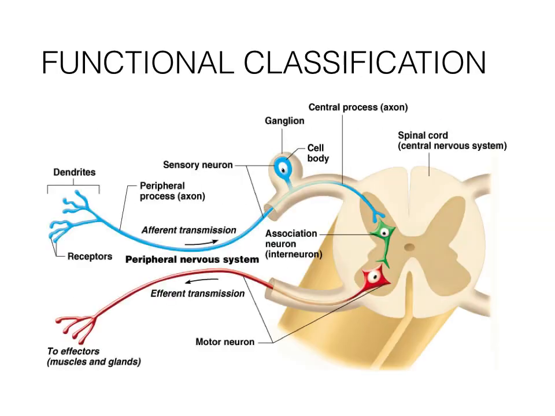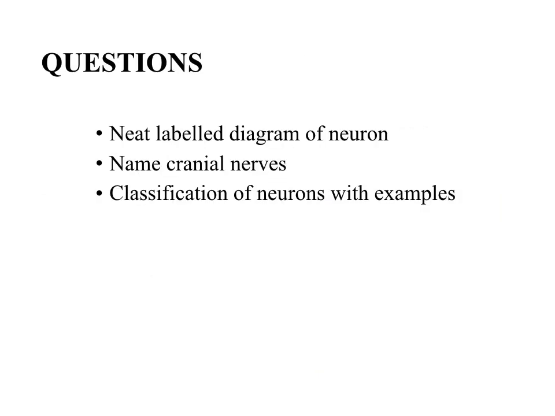Now, these are the important questions which can be asked repeatedly in the examination. You have to draw a neat labeled diagram of the neuron. You should know the names of the cranial nerves in order, and you should know the classification of neurons with examples. The remaining things will continue in the next class.